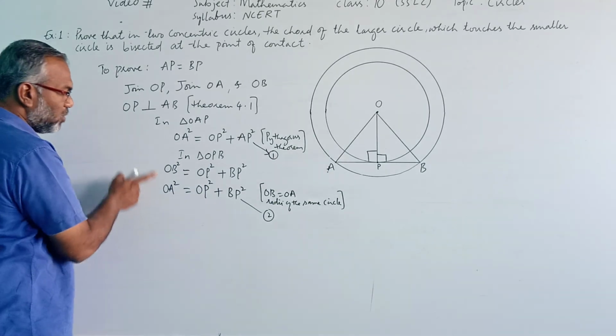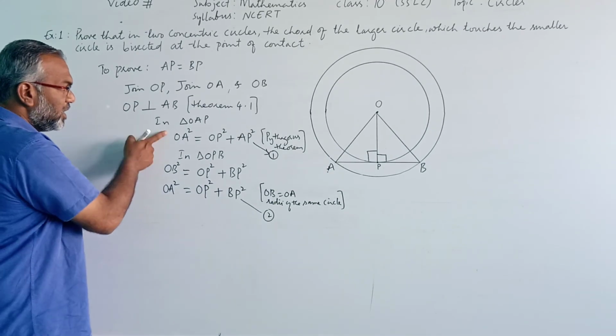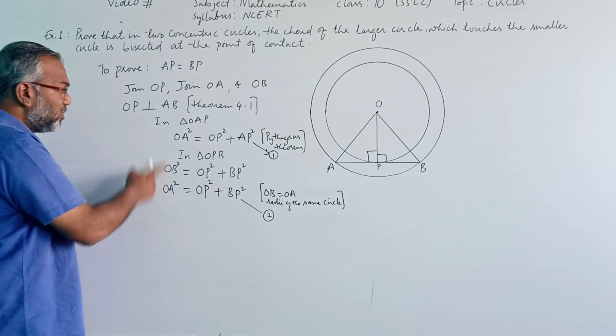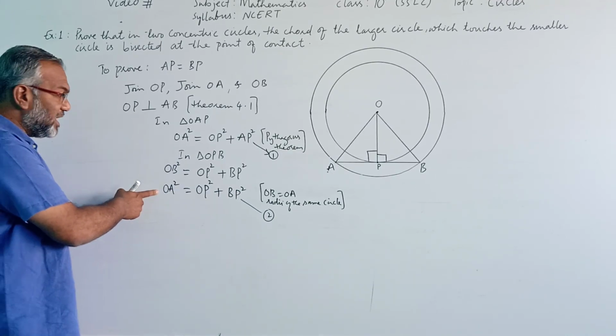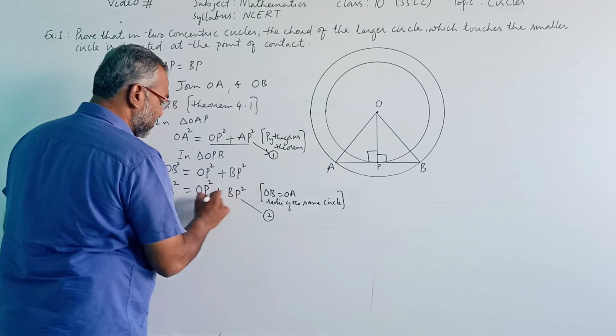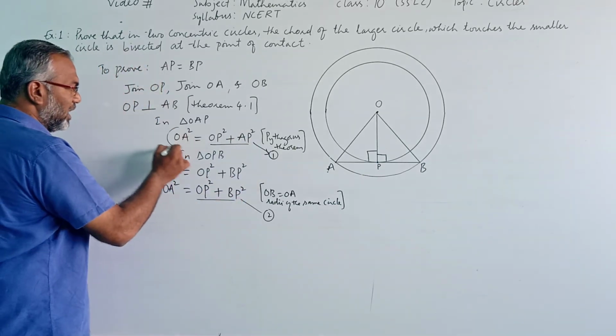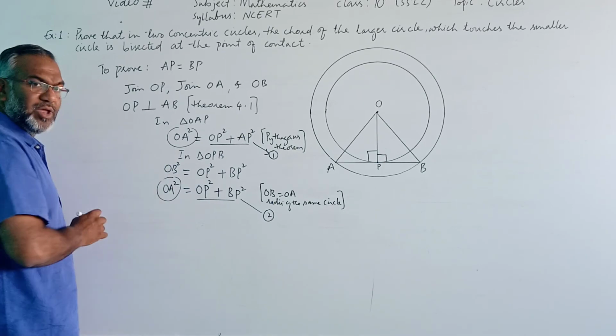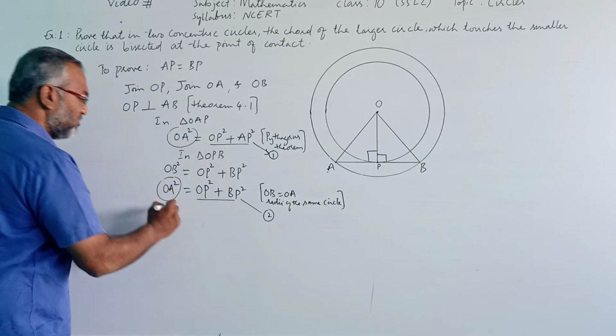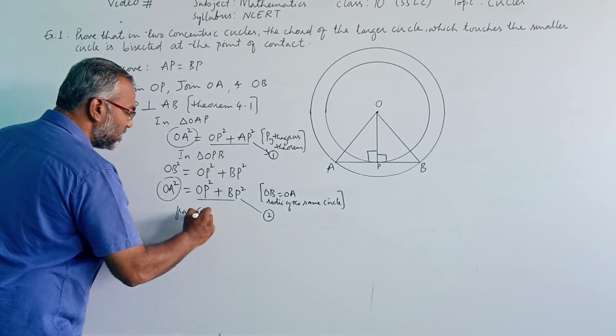Now look at equations 1 and 2. The LHS are equal. OA square is equal to OA square. If the LHS are equal, we can equate the RHS from 1 and 2.